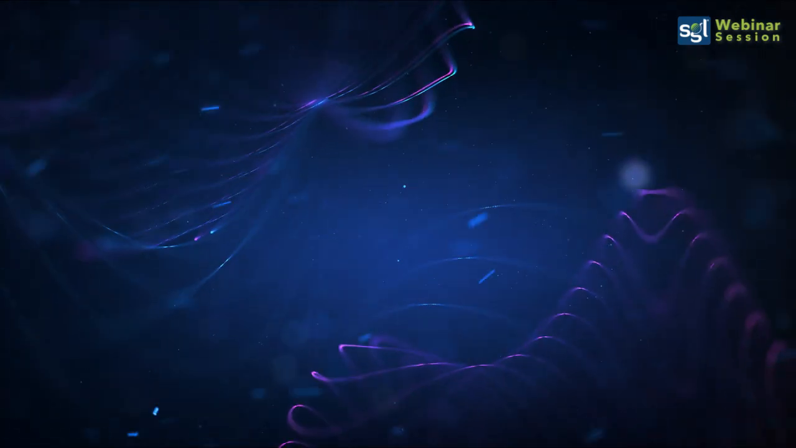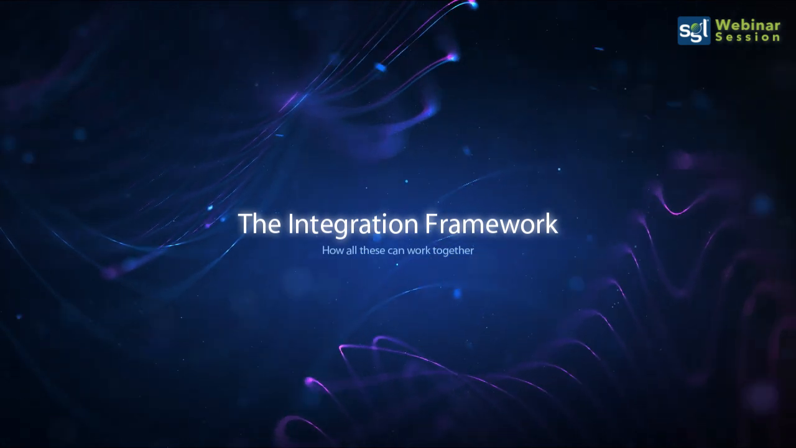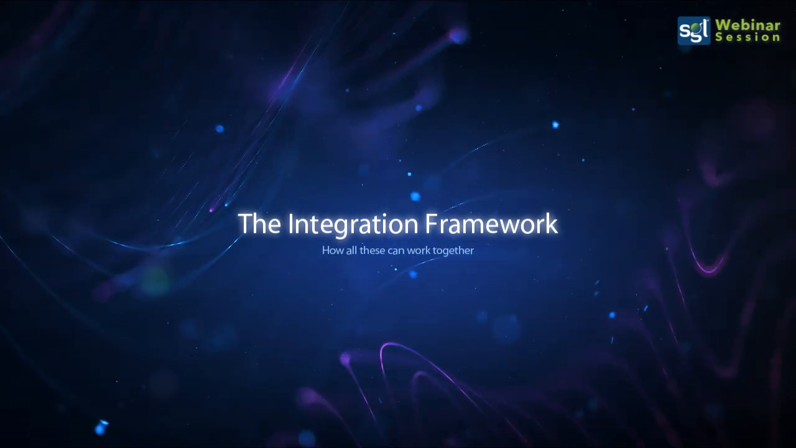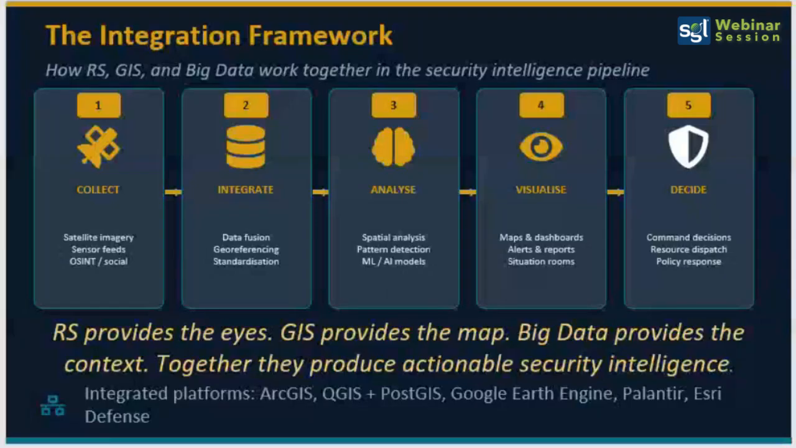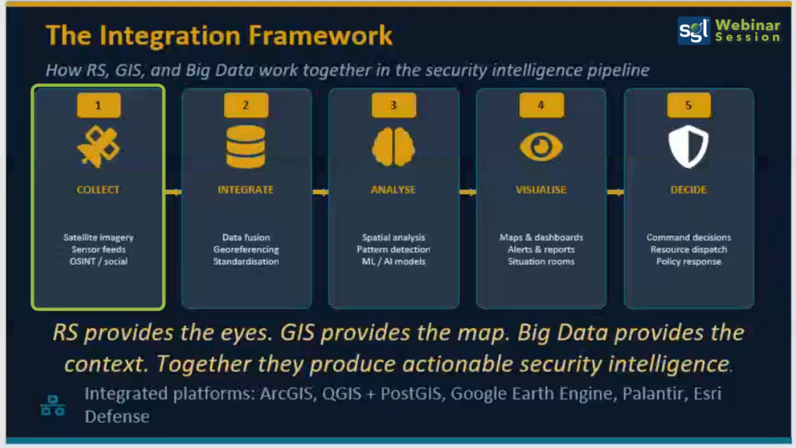Then the integration framework. How do we integrate this data? We have it in four spaces, of which we just have to intervene. One is the collection of data. To collect the data, this can be done majorly through satellite imagery and sensor feeds.